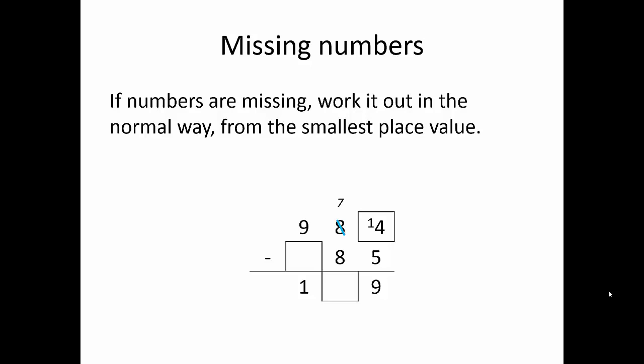The next column, I now have 7 take 8. I cannot do 7 take 8, so I need to borrow from the 9. So the 9 becomes 8, and the 7, 17. 17 take 8 is 9. Finally, in the third column, 8 take something is 1. Well, 8 take 7 is 1, and I've now completed the question.